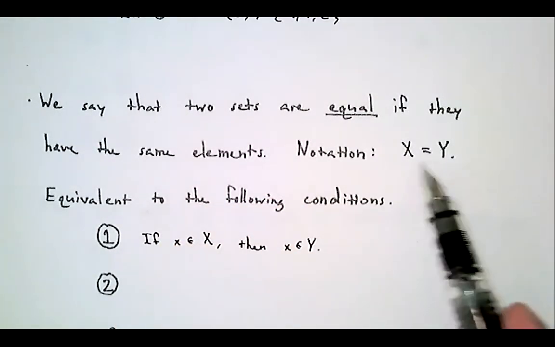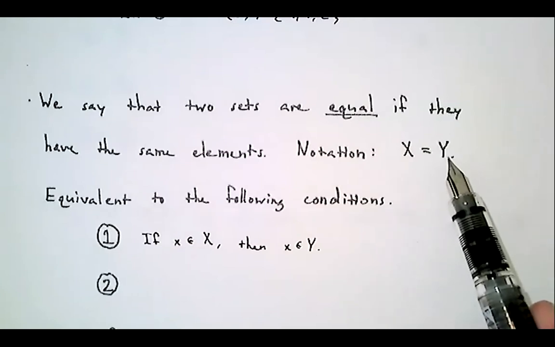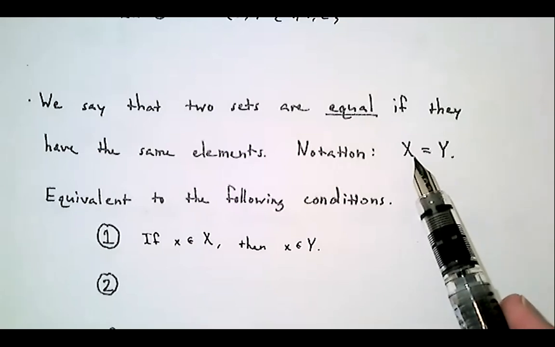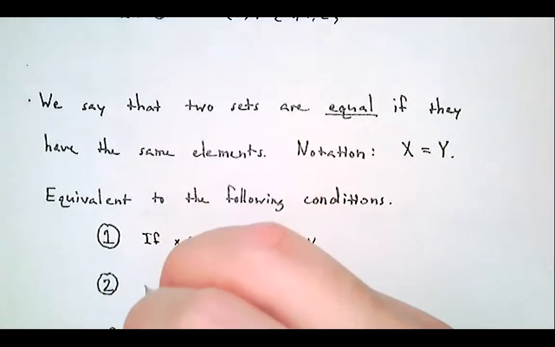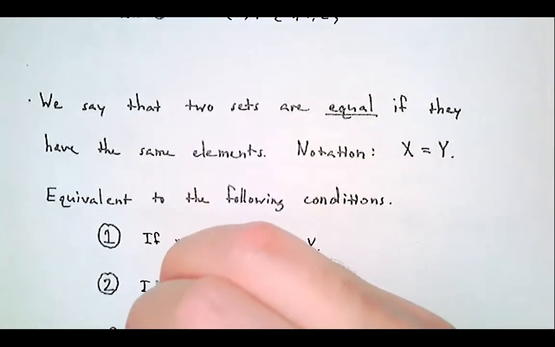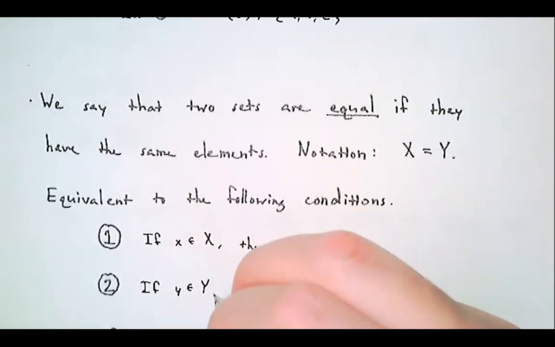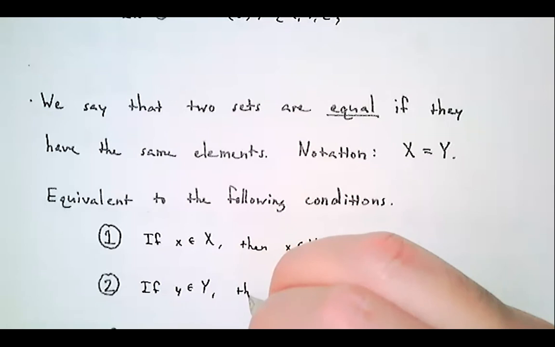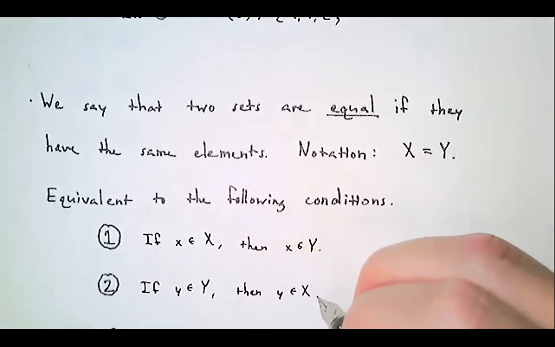So going back to this expression, it also works the opposite way. If lowercase y is an element on this side, then it also has to be an element over there, if they're the same. And that's the other condition. If lowercase y is an element of the set Y, then it's also an element of the set X.